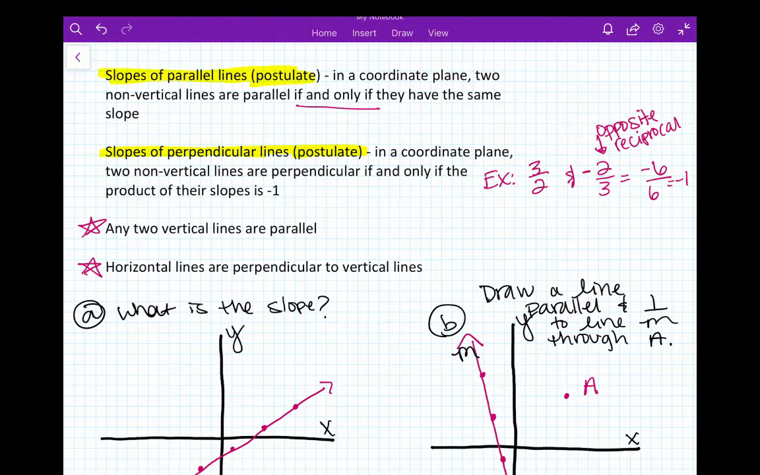Notice in the definitions it says two non-vertical lines, okay? A vertical line is straight up and down. So in those postulates, we're not talking about vertical lines. And then we have two notes down here. Any two vertical lines are parallel.